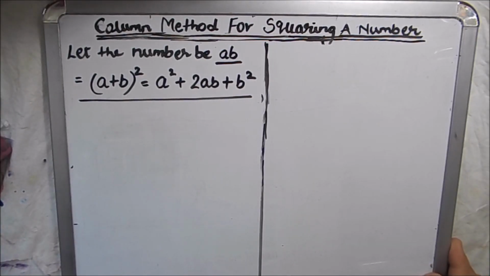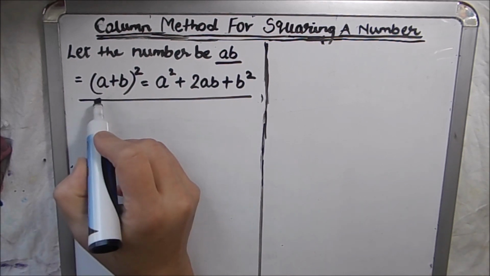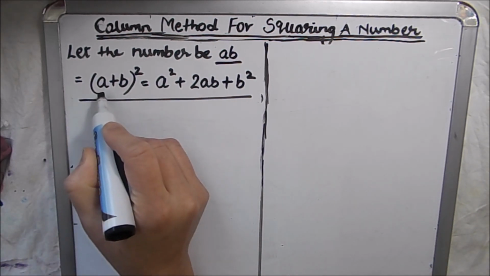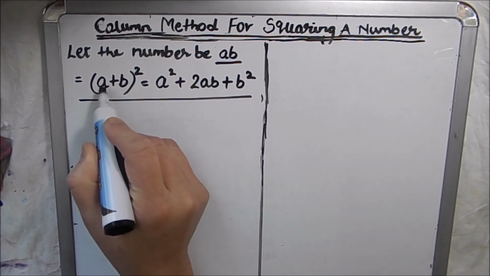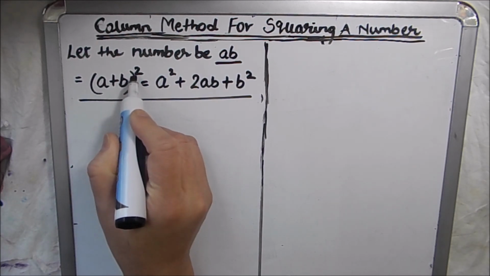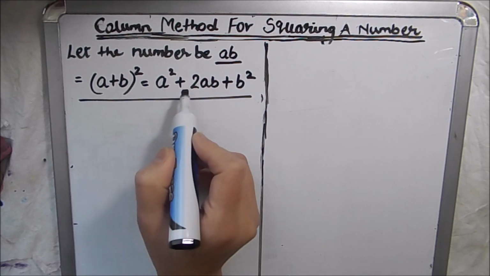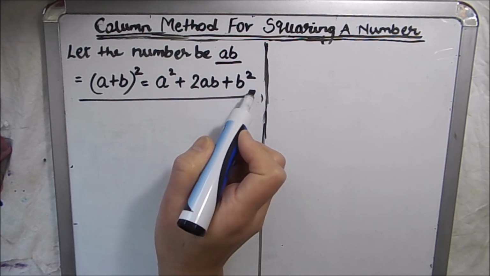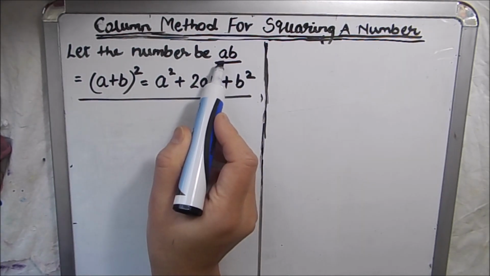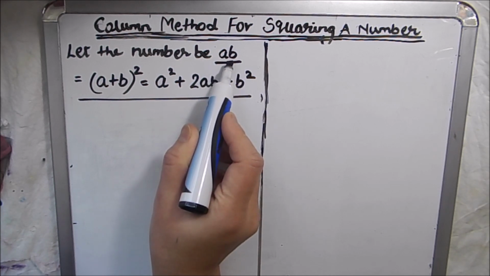Hello viewers, in this video we are going to learn the column method for squaring a number. This method is only used for squaring a two-digit number. In this method we are going to use the whole square formula for two numbers a and b. So (a + b)² is equal to a² + 2ab + b². The two-digit number is made of a and b, where a is the tens digit and b is the units digit.